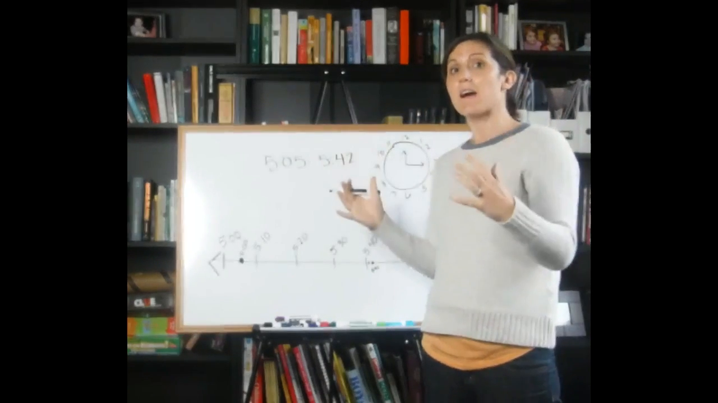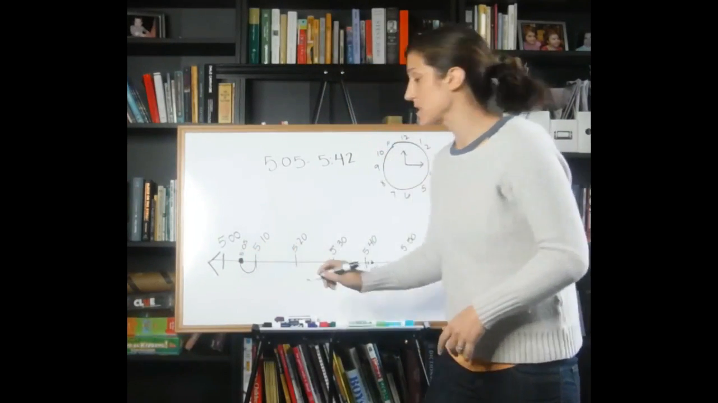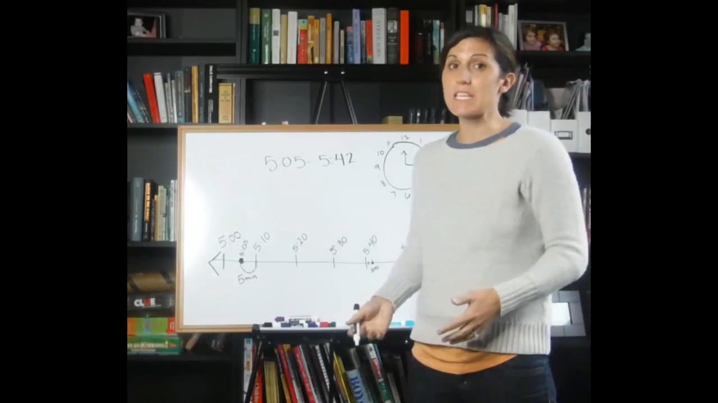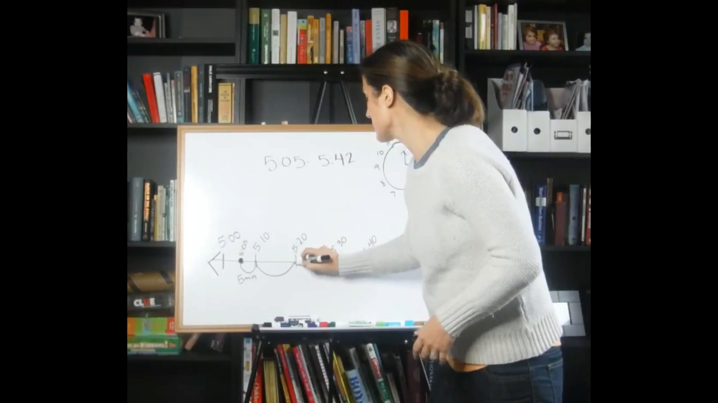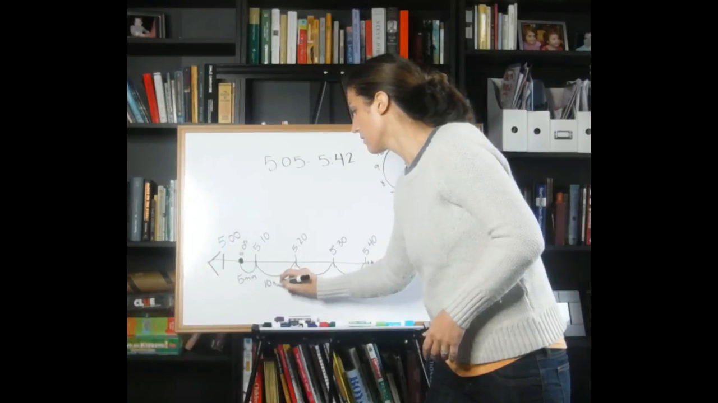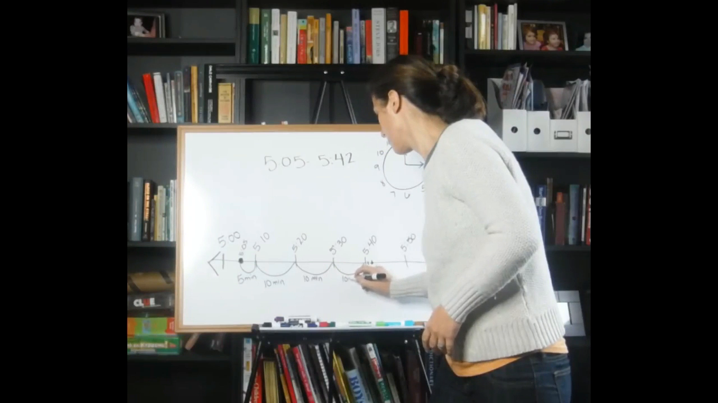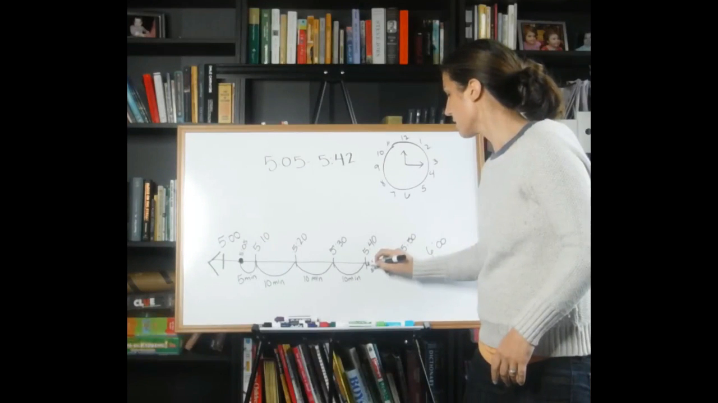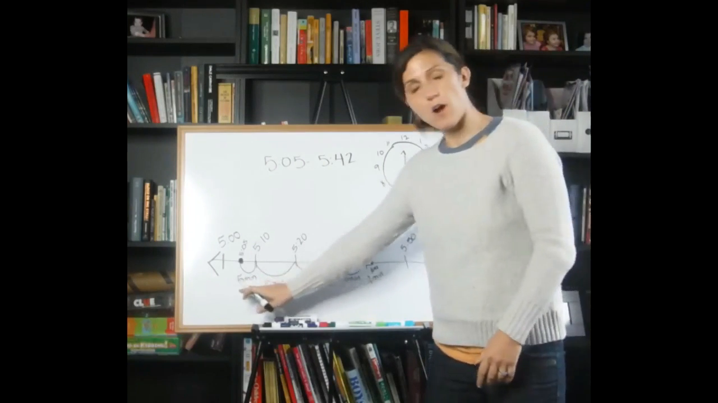Now I need to count to find the elapsed time. From 5:05 to 5:10, I know is 5 minutes. Now I get to count by tens, which I love to do. From 5:10 to 5:20 is 10 minutes, 10 more minutes, 10 more minutes. Let me go ahead and label these. Now I'm at 5:40, I need to go 2 minutes to get to 5:42, so I'll write my 2 minutes there. So I've got all these different times.